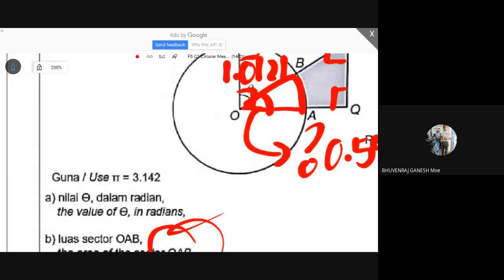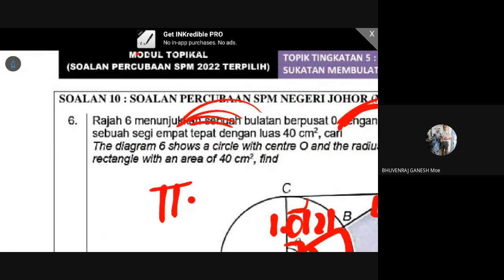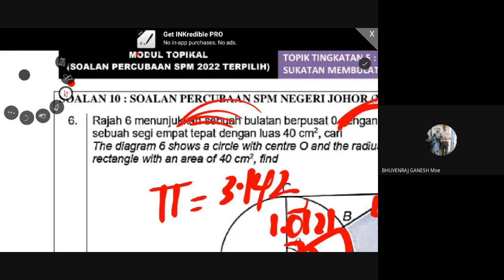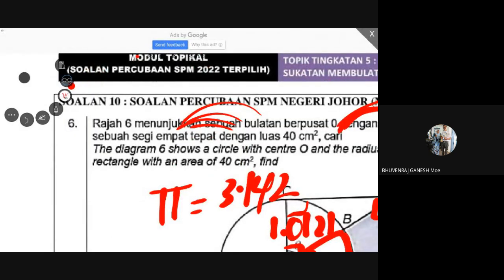But wait, tak boleh guna pi ya guys kat calculator. Lihat soalan. Use pi equals 3.142. Jadi bila kamu ganti dalam formula kamu cari 2 pi punya, you have to sub pi equals 3.142. Cannot just tulis pi macam tu. Kalau kamu tulis pi, maksudnya kamu tak gantikan nilai pi yang diberikan. You just write the symbol pi means you actually didn't substitute the values over here. So 3.142 over 2 minus 1.0121, you will get 0.5589 also. Sama jawapan dia.